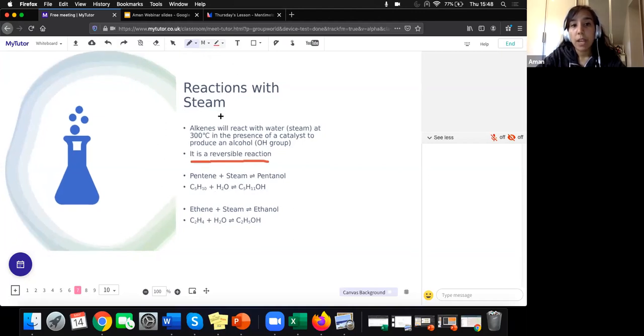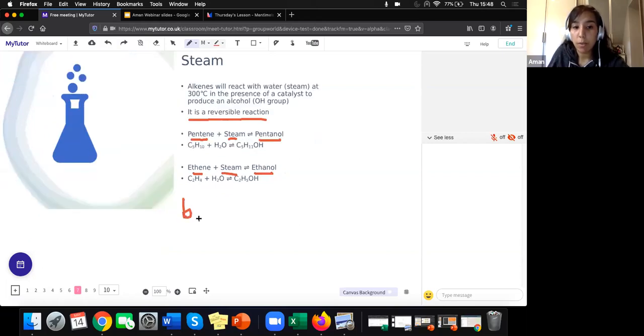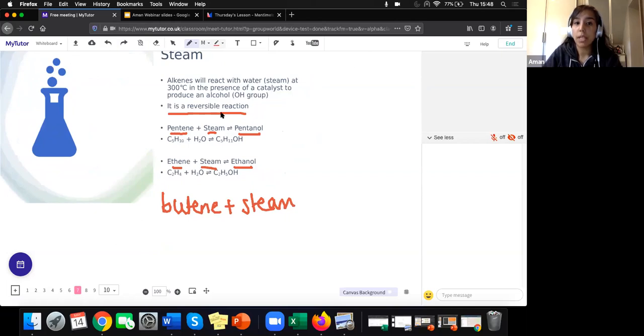Okay, so reactions with steam. As I said, alkenes react with steam at 300 degrees in the presence of a catalyst to produce an alcohol. It's a reversible reaction, so it tends to link with equilibrium reactions. So let's look at the first example. Pentene plus steam will produce pentanol. Ethene plus steam will produce ethanol. So let's try and do butene plus steam. What do we think butene plus steam will produce in a reversible reaction? Butene plus steam. Excellent, butanol. And what about if we do propene plus steam? What will that produce?